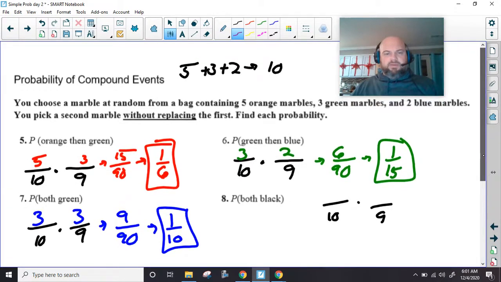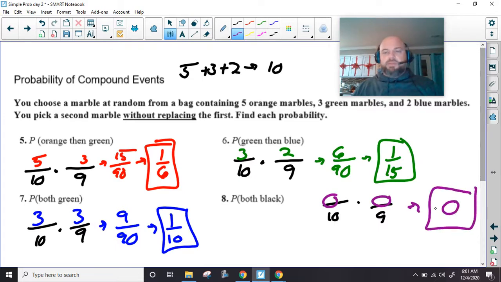So both black. This is what really threw me off a while ago. There are no black marbles in here. That's a 0% chance of that happening.